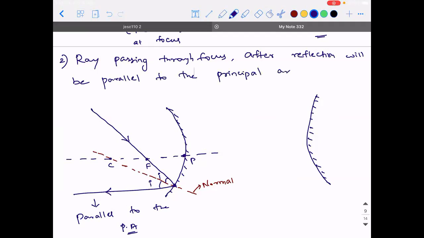So a ray passing through focus after reflection will be parallel to the principal axis. So what I'm trying to say here is it is exactly the reverse of what we have seen in the first. The first, what did we say? If you take any ray which is parallel to the principal axis, after reflection it will pass through the focus. Here it is vice versa. Okay. So listen to this.